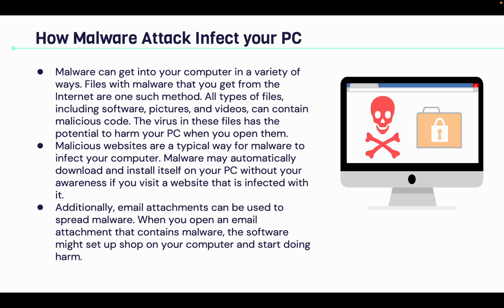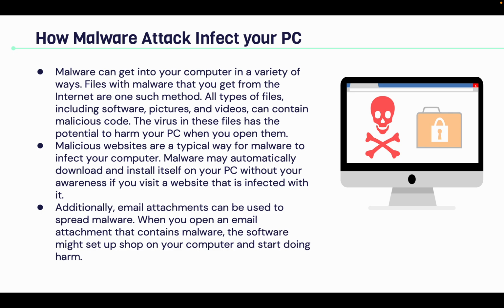How does a malware attack infect your PC? Malware can get into your computer in a variety of ways. The first one is a file with malware that you get from the internet. All types of files, including software, pictures, and videos, can contain malicious code. The virus in these files has the potential to harm your PC when you open them.